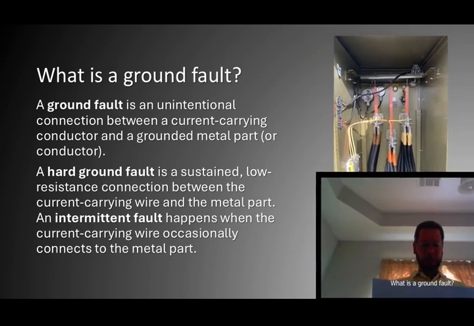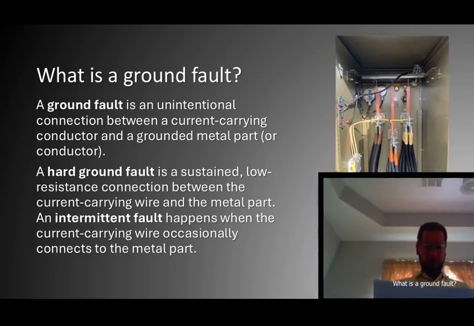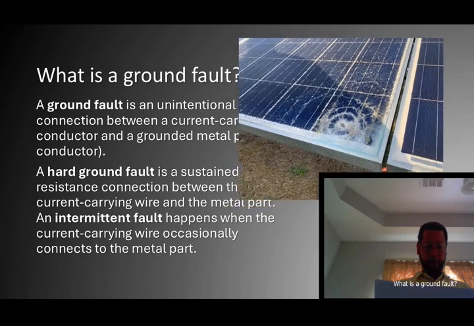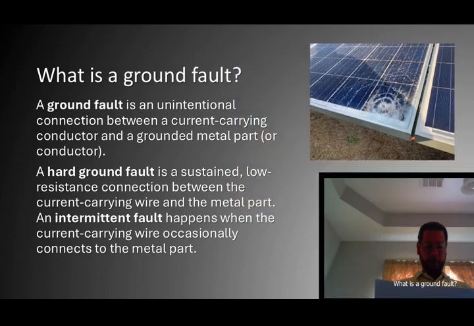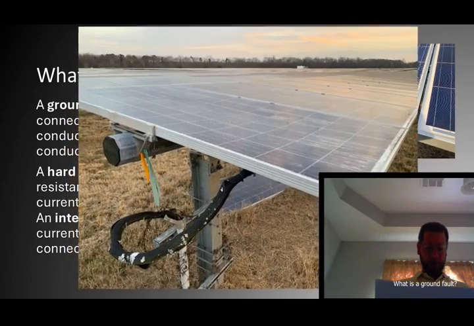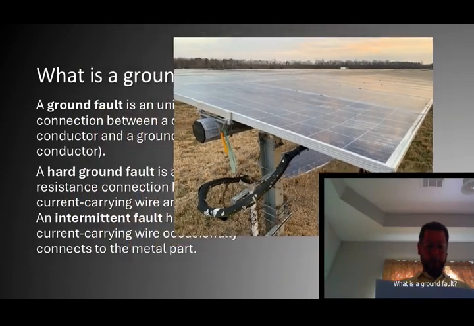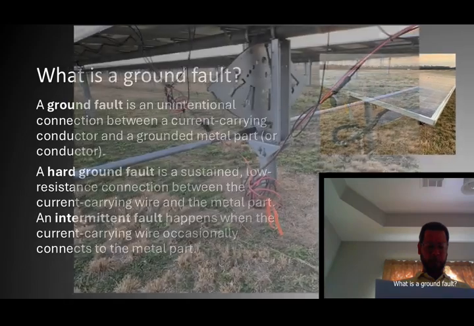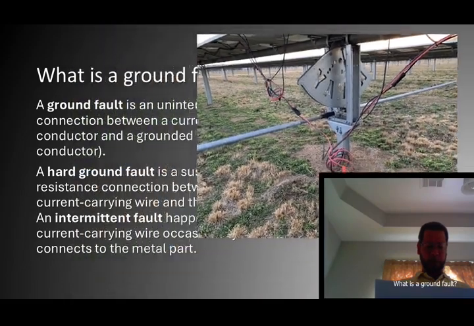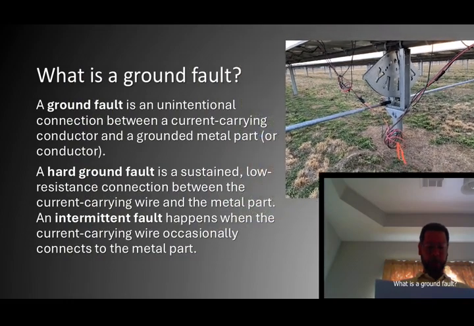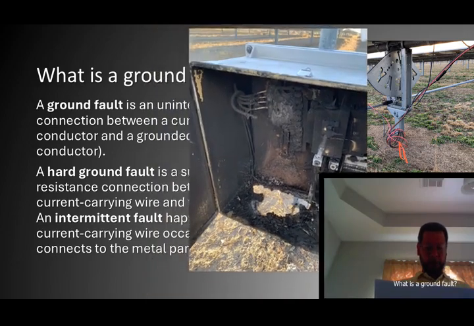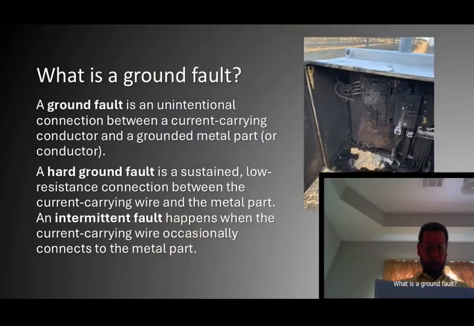On the AC side of the system, the accidental connection could be with the frame, racking, conduit, electrical box, or any other metal part. A ground fault can take two basic forms. A hard ground fault is a sustained, low resistance connection between the current carrying wire and the metal part. This connection remains unbroken over time.